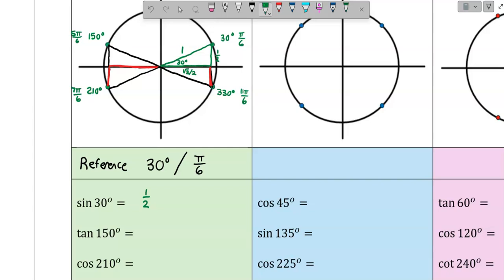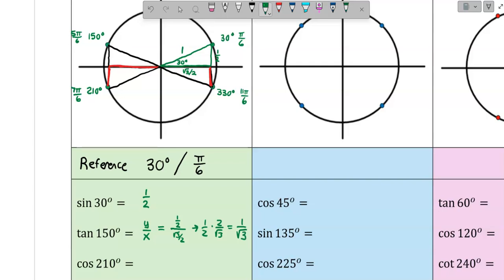Now, the tangent of 150 degrees, remember that tangent is equal to y over x, and we know that the y value is 1/2, and the x value is √3/2. And when we simplify that using the fact that dividing by a fraction is the same as multiplying by the reciprocal, we get an answer of 1/√3.